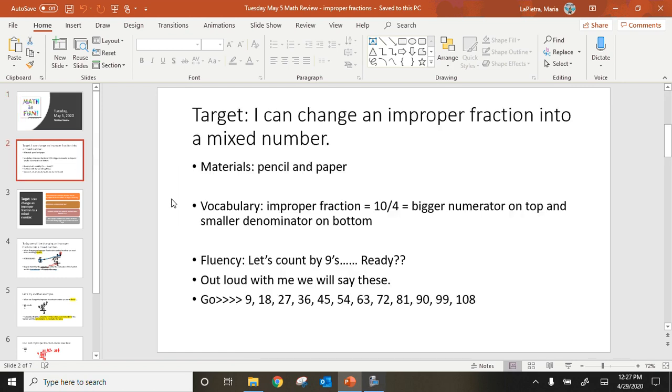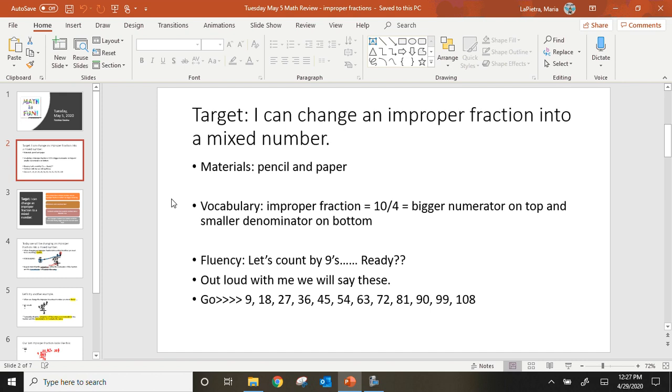Okay, so today our target is I can change an improper fraction into a mixed number. I hope you have a pencil and paper ready to go. Our vocabulary is improper fraction, and I have an example there for you, 10 over 4. Keeping in mind that an improper fraction is the bigger number is on the top, that's the numerator, and a smaller denominator on the bottom.